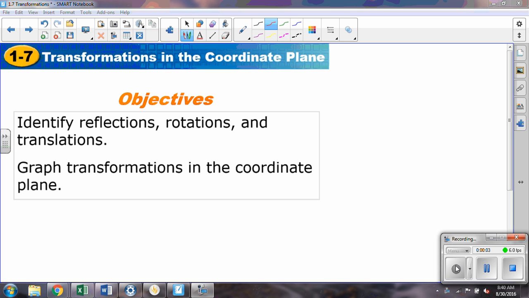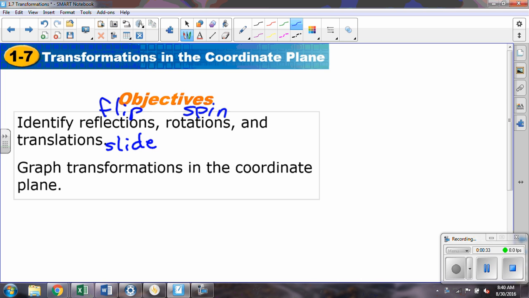Our focus today is on transformations in the plane, and we are going to discuss the transformations as reflections, rotations, and translations. And we will have a little bit more details on these, but reflections are nothing more than a flip. If you flip a shape, it is a reflection. And of course, a rotation would be a spin. A translation is a slide.